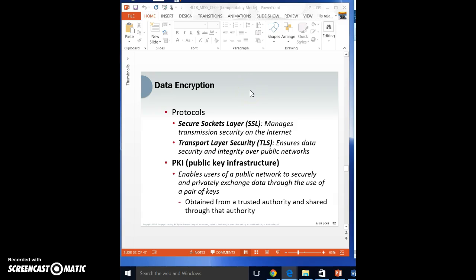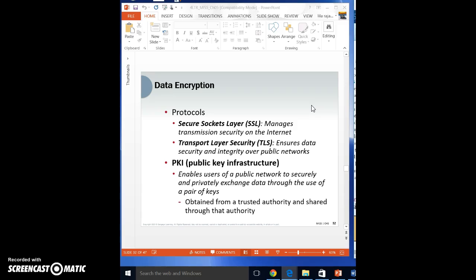A more recent cryptographic protocol is called Transport Layer Security, which ensures data security and integrity over public networks, such as the Internet. Similar to the other protocol SSL, TLS encrypts the network segment used for performing transactions. In addition to being encryption protocols, SSL and TLS both have authentication functions.